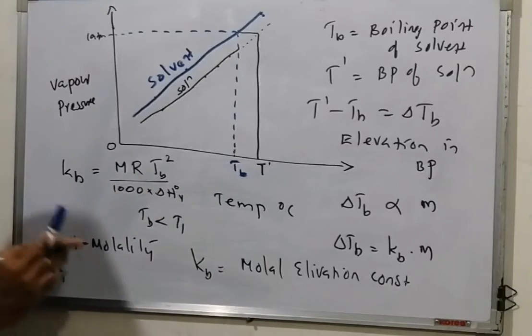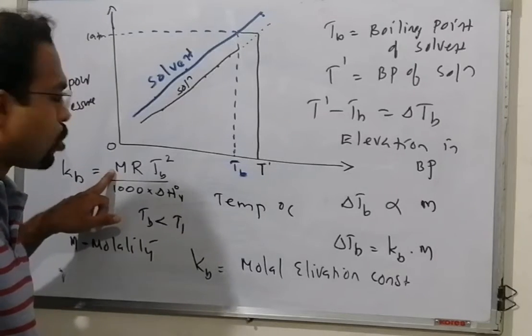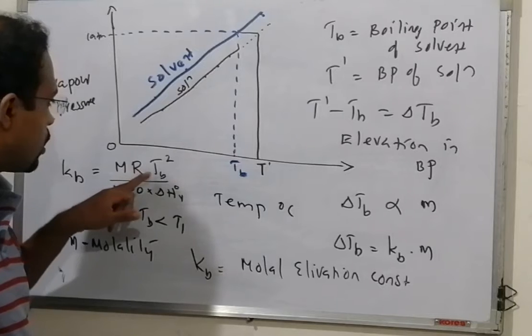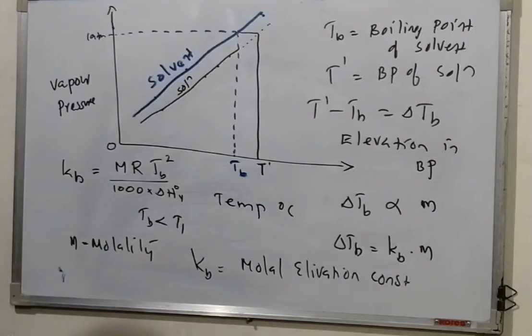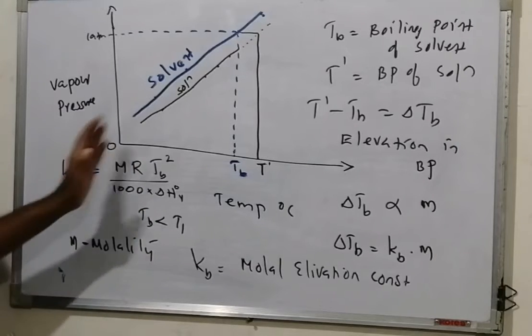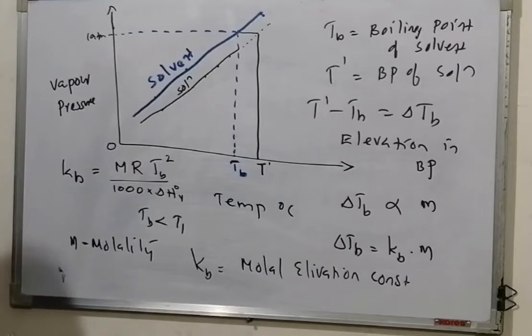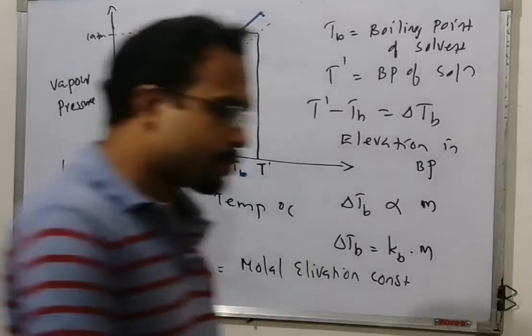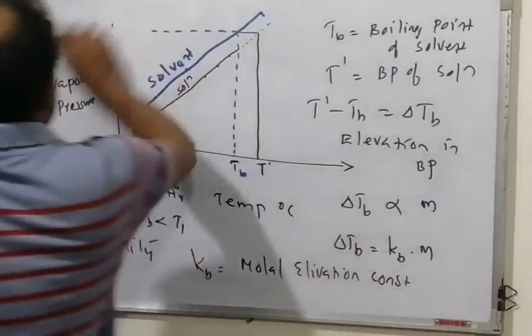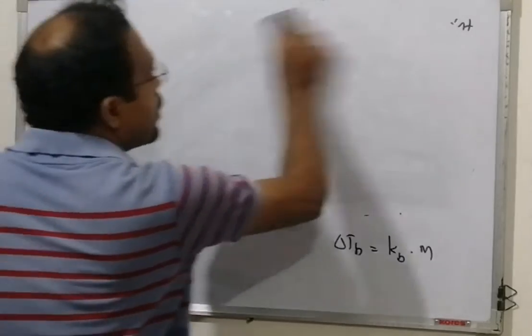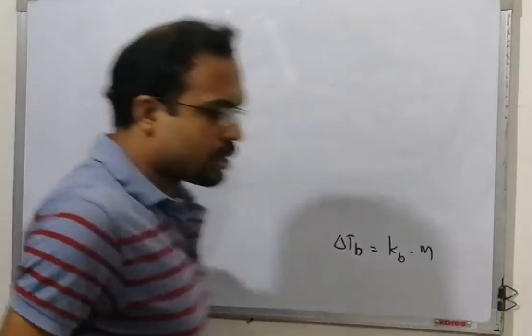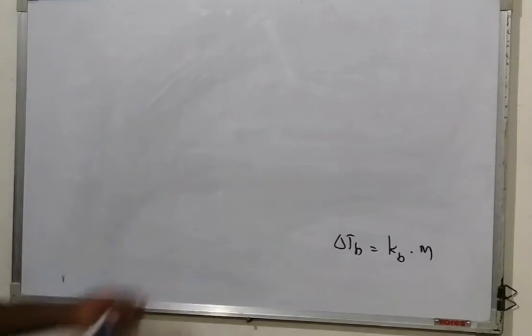Where, please write down, M is equal to molar mass of solvent, R is the gas constant, TB is the boiling point of the solvent, 1000, and this is the enthalpy of vaporization. MRT square divided by 1000 delta H0 vaporization. Now, I just derive this equation. It is not part of the NCERT syllabus, but for IIT it is very important.